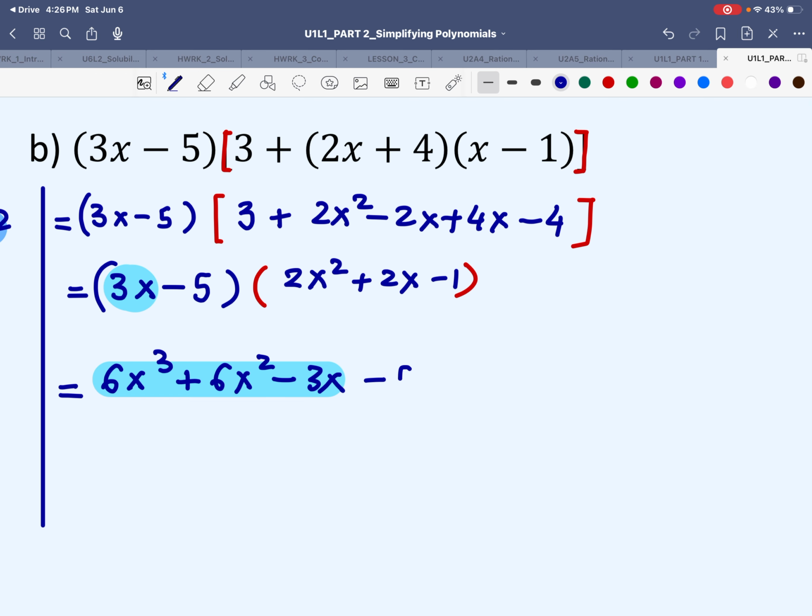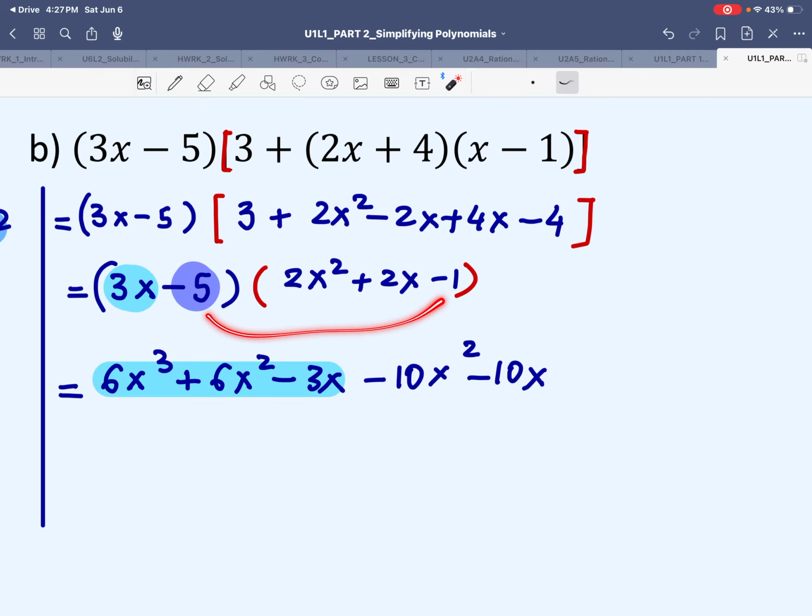And then next we will multiply negative 5. Let me highlight it. I think that's easier. So we have negative 5 multiplying every term in the trinomial. So negative 5 times 2x squared is negative 10x to the power of 2. And then negative 5 times 2x is negative 10x. And negative 5 times negative 1 is positive 5. And that's what we get from this product in here.